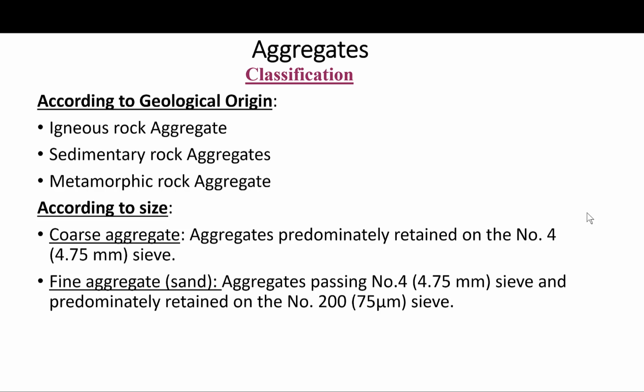Or according to size. For example, we have the distinction between coarse aggregates, which are predominantly retained on the number 4 sieve, the 4.75 millimeter sieve, and the fine aggregates or sand, which are the aggregates passing the number 4 sieve and predominantly retained on the number 200 or the 75 micrometer sieve. Okay, we will look at the sieve analysis later.